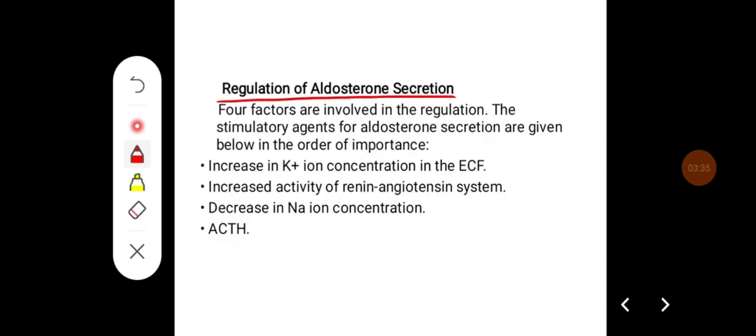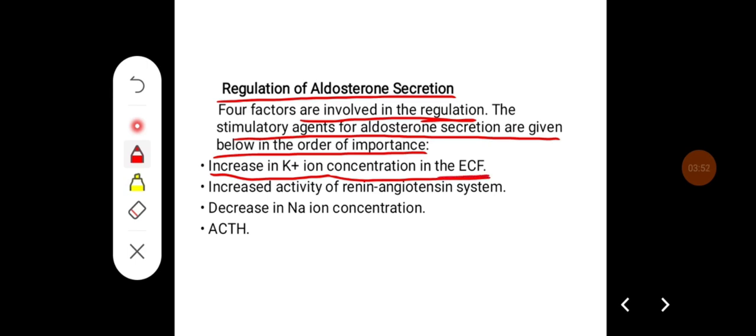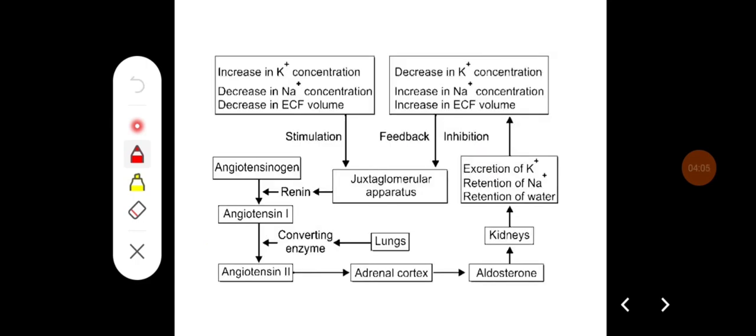Regulation of aldosterone secretion. 4 factors are involved in the regulation. The stimulatory agents for aldosterone secretion are given below in the order of importance. The first is increased potassium ion concentration in the extracellular fluid, then increased activity of the renin-angiotensin system, then decrease in sodium ion concentration, and ACTH are the regulatory factors for aldosterone secretion.